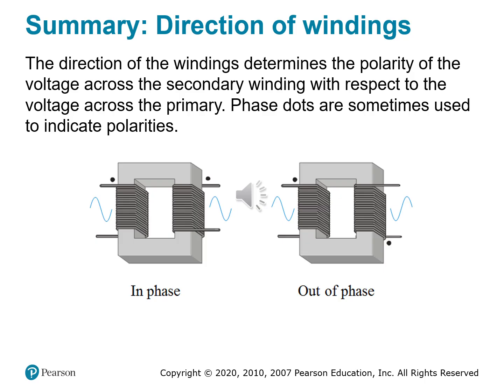So take a look at the slide here. On the left we see in-phase windings. Both the primary and secondary windings are wrapped in the same direction. As current rises in the primary, the voltage in the secondary rises as well. The result? The output waveform is in phase with the input, right? And then on the right, the windings are out of phase. One coil is wound in the opposite direction. The induced voltage now has reverse polarity. So the output waveform is 180 degrees out of phase with the input.